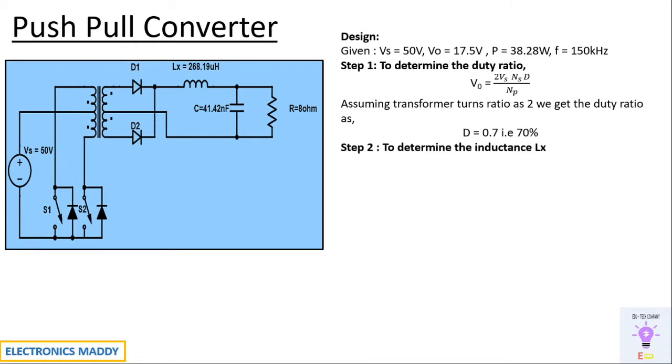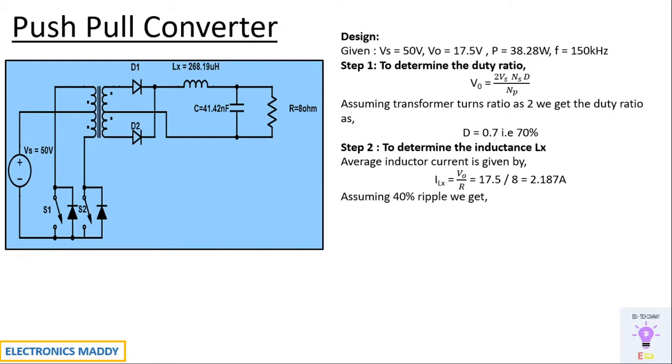So our second step is to determine the value of inductance Lx. How do we do that? First, we have to find the average current ILX, which is given by V out by R. So that is 2.187 amps. We are assuming 40% ripple with respect to the inductance that we are designing it for. So delta ILX is equal to 0.4 into 2.187. You will be getting 0.87 amps. So Lx is given by this formula, V out into 1 minus D by delta ILX into F. You'll be getting 268.19 microhenry. So this is the value of Lx that we are going to choose.